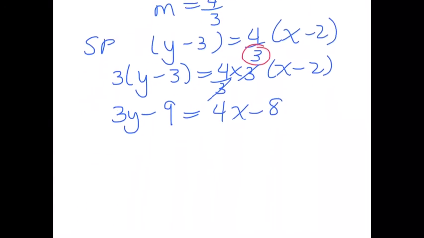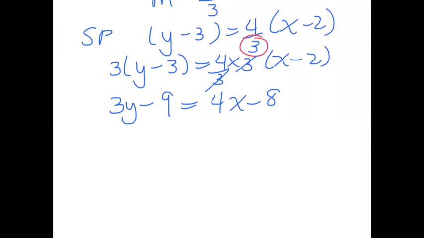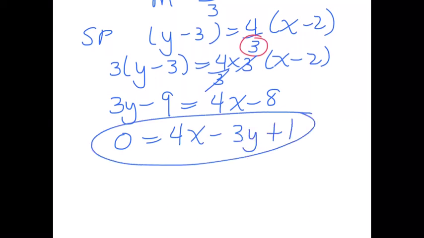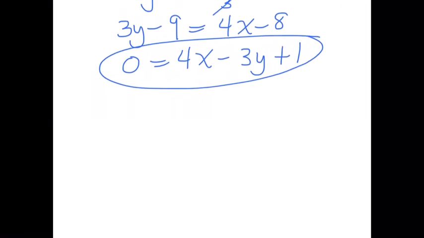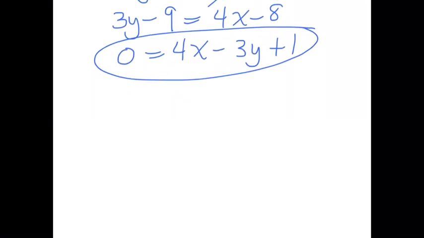And now from here, it's just really a matter of personal preference. Which form do you go to next? Well, let's go to general form. We're almost there. So let's bring everything over. So 0 equals 4x minus 3y plus 1. There's our general form. And all we have left to do is find slope-intercept form.